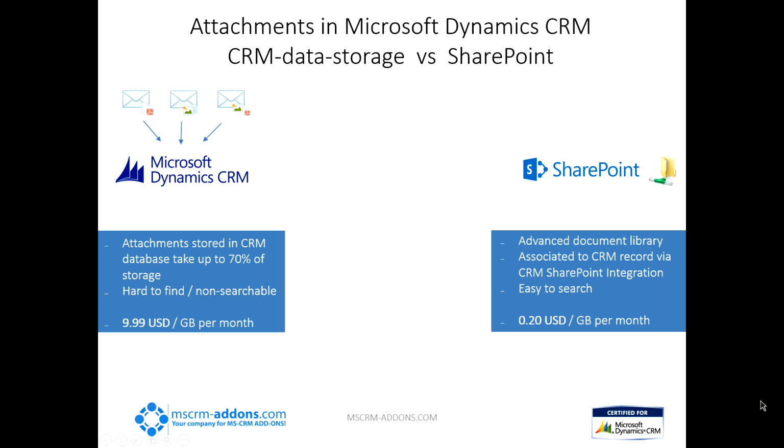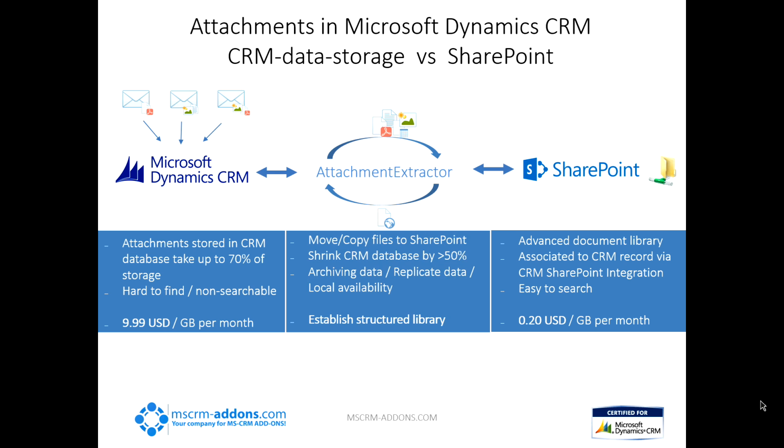So how do we get these two to talk to each other? What we have in the middle is AttachmentExtractor. AttachmentExtractor is designed to move or copy files from CRM to SharePoint or to a file share. What we've typically found in a lot of our customer scenarios is that it shrinks the CRM database by at least 50%. That's pretty large. It's good for archiving data, replicating data, and giving you local availability of your data, all in one place. And one of the main points is it can help you establish a structured library within SharePoint without you having to set all that up.